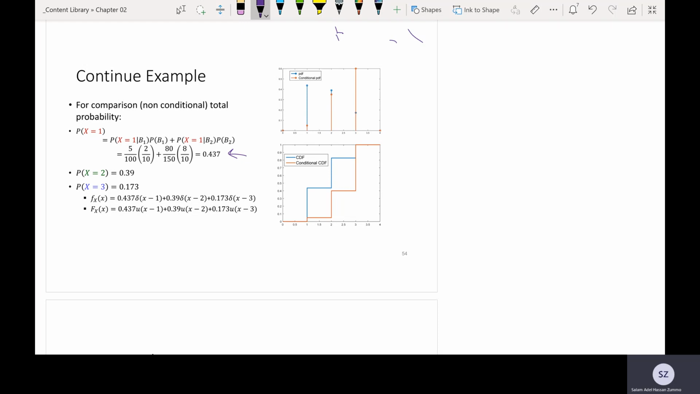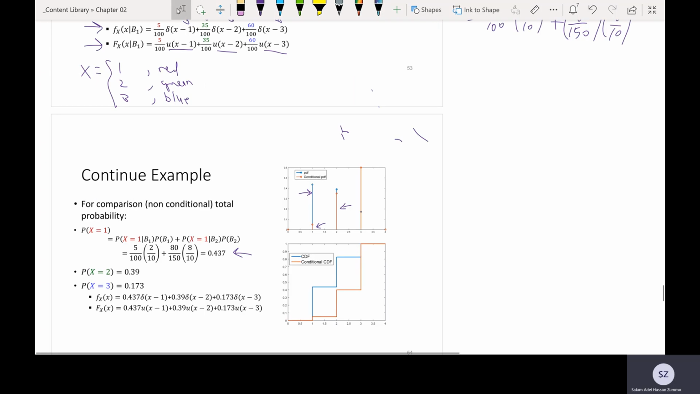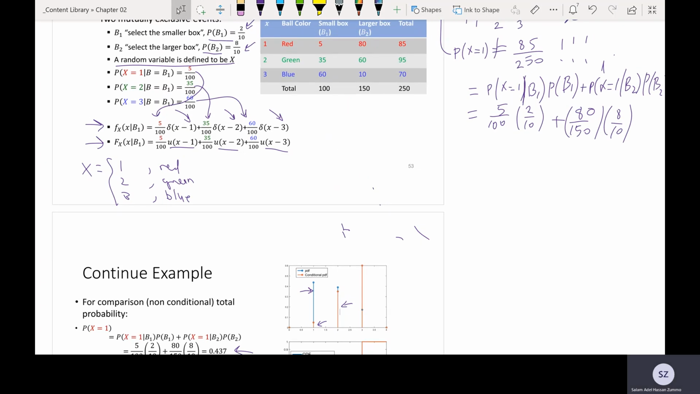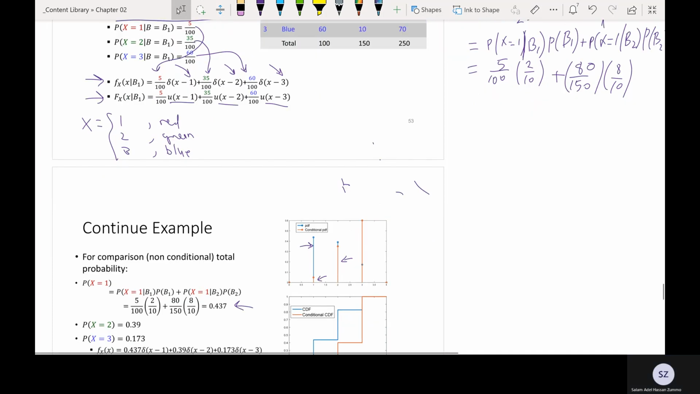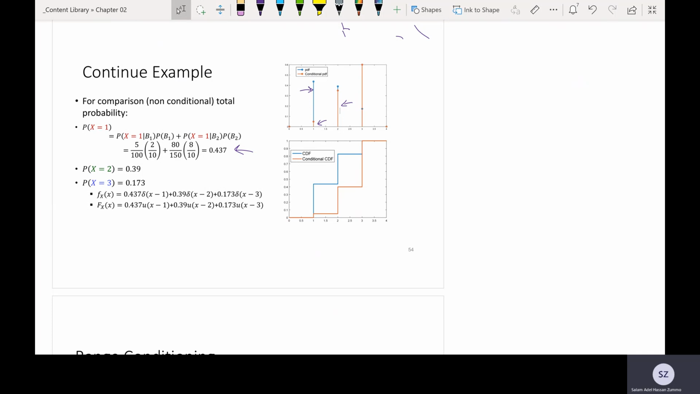It's 0.435. This is it. The blue one here is the PDF without condition. So the PDF of X looks like the blue, while the PDF of X given B1 looks like the reddish one, which is 5 over 100, 35 over 100, 0.05, 0.35 and 0.6. The red one is the conditional PDF.